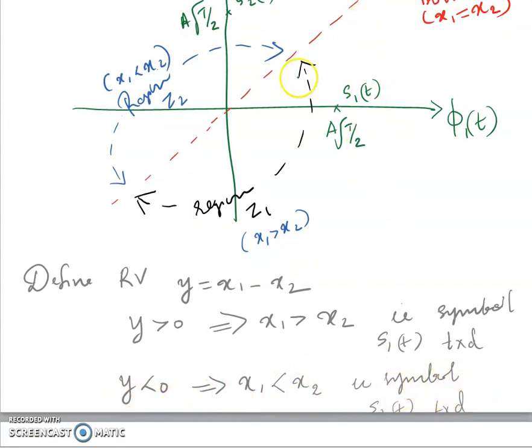So this is the decision boundary x1 equal to x2. When x1 is greater than x2, your defined random variable y will be greater than 0, so we decide in favor of region 1 or symbol 1. When x1 is less than x2, your defined random variable y, x1 minus x2, will be less than 0. We decide in favor of region 2 or symbol 2.